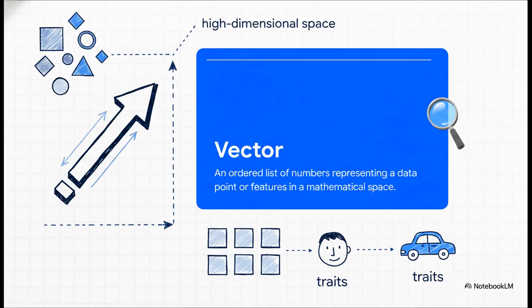In machine learning, every single element in that list is a feature. The order matters immensely too. Think of it like a set of GPS coordinates that completely describes an object based on its traits, letting a computer plot it in high-dimensional space.